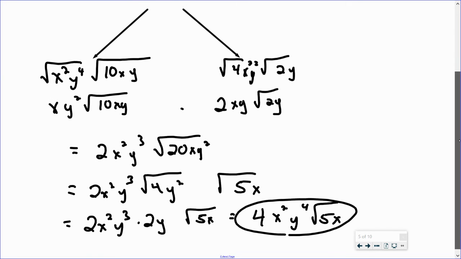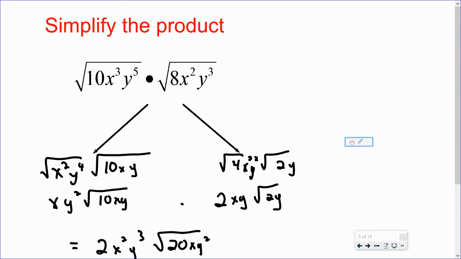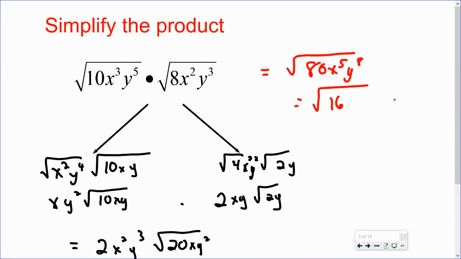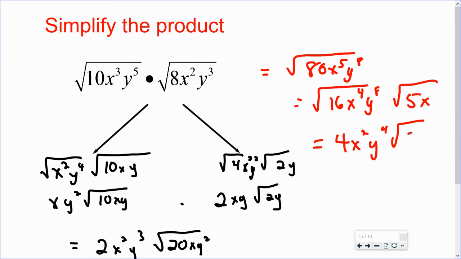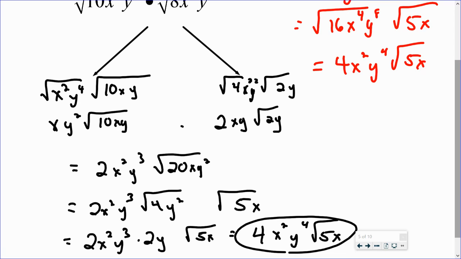Now let's go through and do this in a different method, just so that you get a chance to see this done a little differently. What happens if I just multiply these? I get 80 x to the 5th, y to the 8th. 80 is 16 times 5. Take out x to the 4th and y to the 8th. I'm left with just an x here. 4x squared y to the 4th root 5x. And notice I get the same answer.